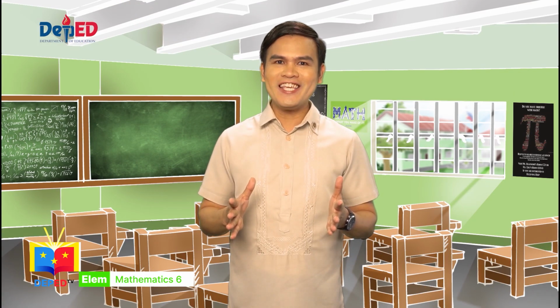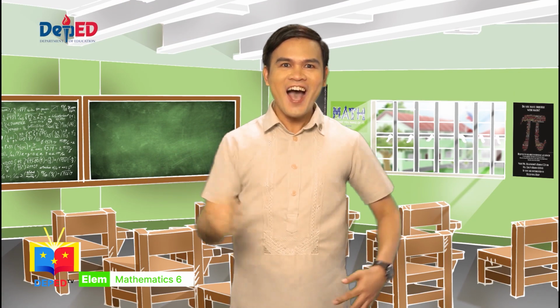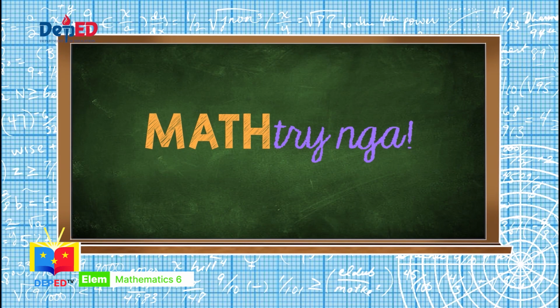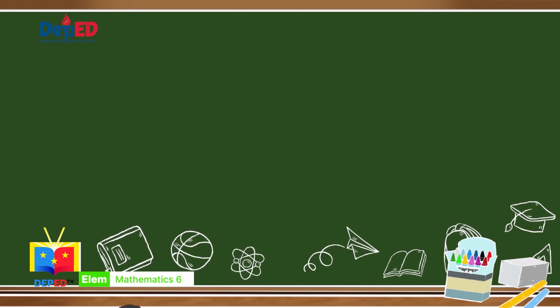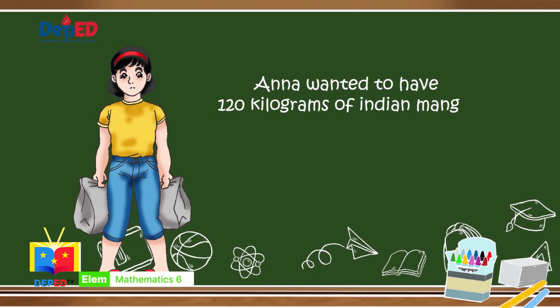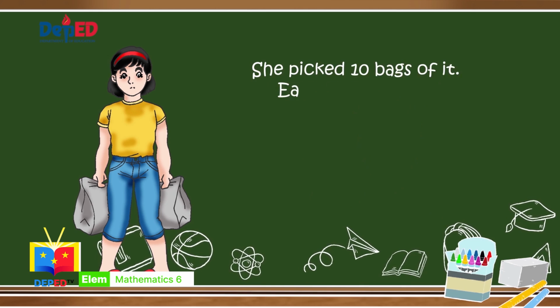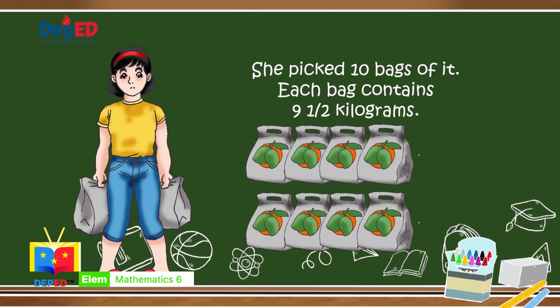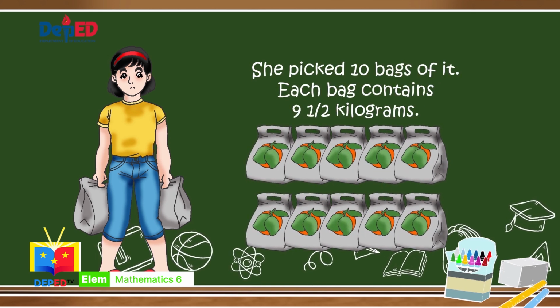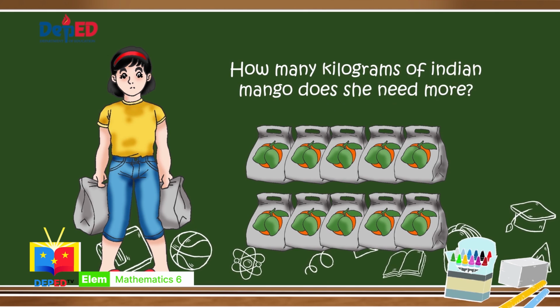To check if you really get it, try it! Anna wanted to have 120 kilograms of Indian mango. She picked 10 bags of it. Each bag contains 9.5 kilograms. How many more kilograms of Indian mango does she need?